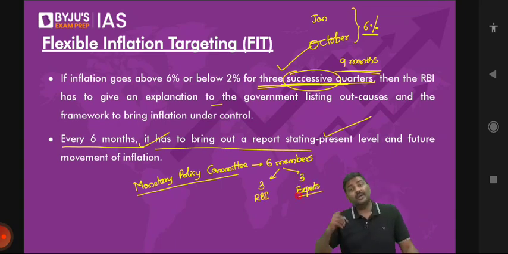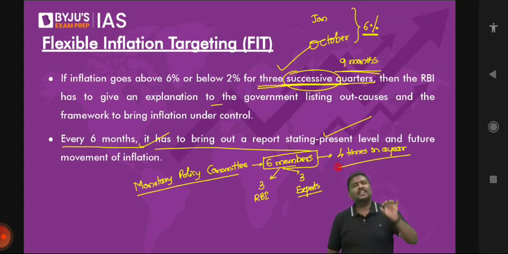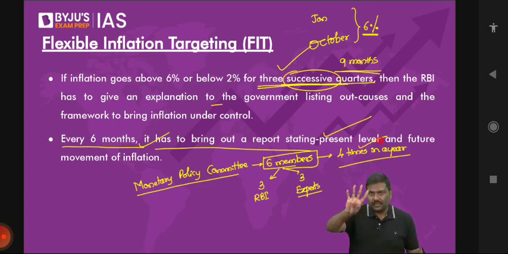Now, this Monetary Policy Committee, as per the Monetary Policy Framework Agreement, has to meet at least 4 times in a year. I'll repeat it: as per the Monetary Policy Framework Agreement, this committee has to meet at least 4 times in a year. Can they meet more than that? Of course, yes. They're in fact meeting once every 2 months now. Right now, what does the policy say? At least 4 times they will have to meet in 1 year. But what is the practice we are following right now?